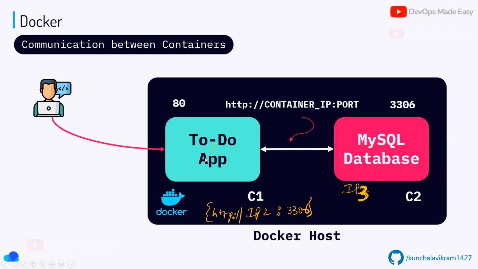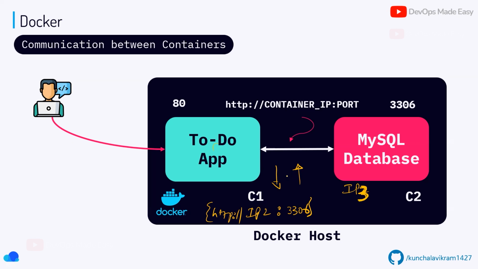Then what will happen to your to-do application? Will it be able to connect to the MySQL database using the old IP address? It is not possible, right? So in this case, you have to bring down the to-do app, give it the new information of the database container, and then bring it up again. That's the reason why we cannot go for IP addresses, because they are not static in the case of Docker containers.